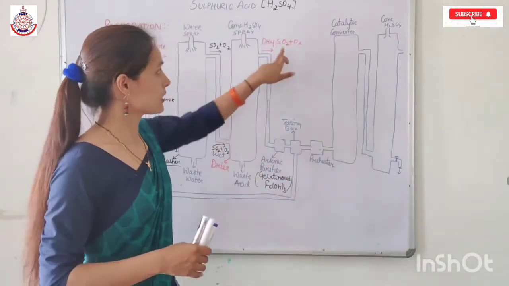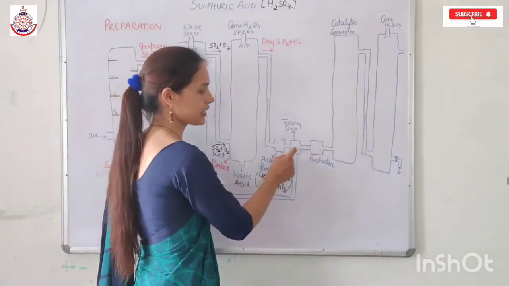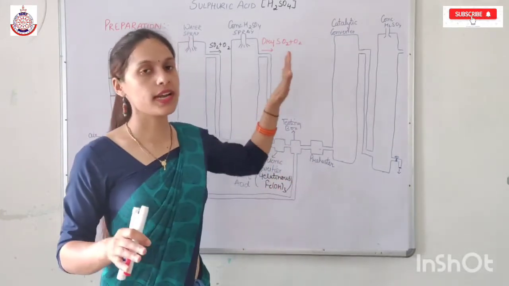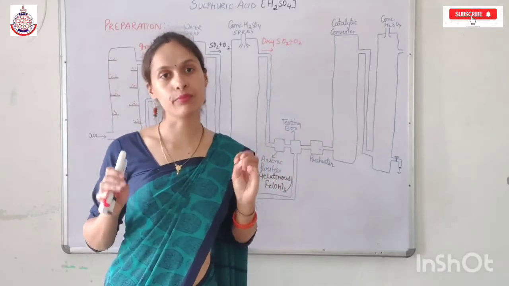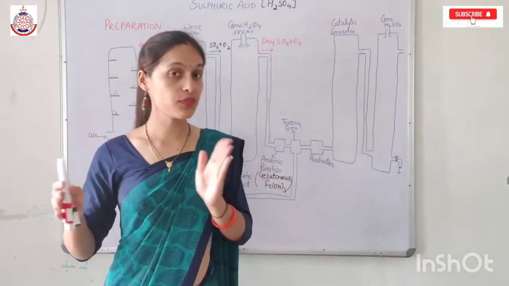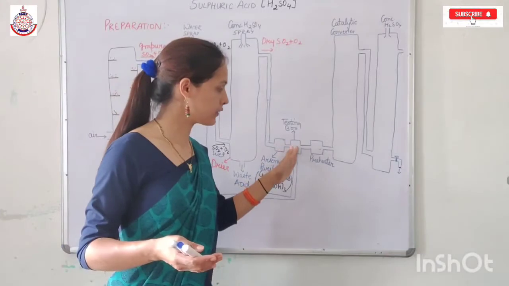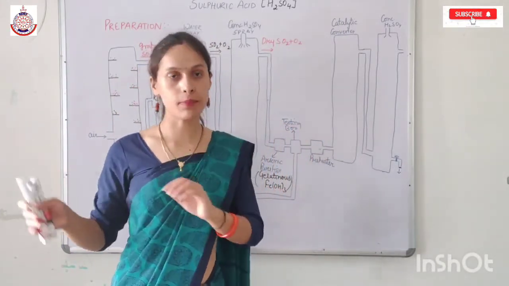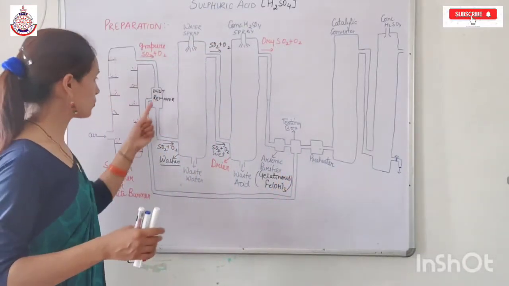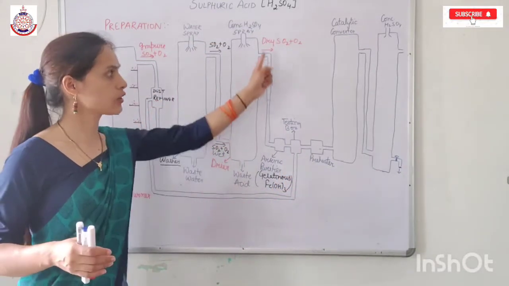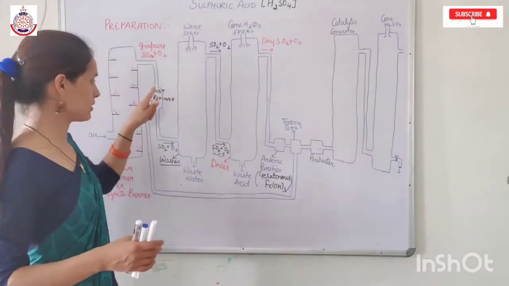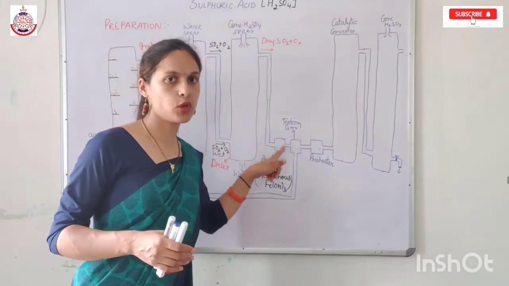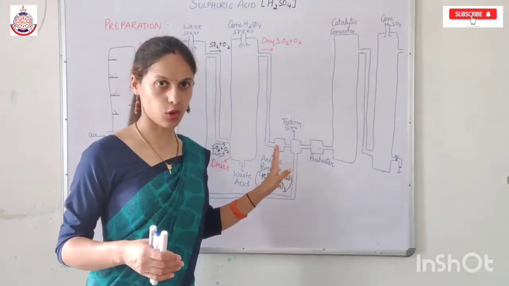Now after this, the SO2 and O2 will enter the testing box, from where we get to know whether the sulfur dioxide is free from all the impurities or not. If it is free from all the impurities, then it will move to the preheater. But if it is not, then it will be sent again to the dust remover, and the process will continue: first dust remover, then washer, then dryer, then arsenic purifier, and then again testing box.